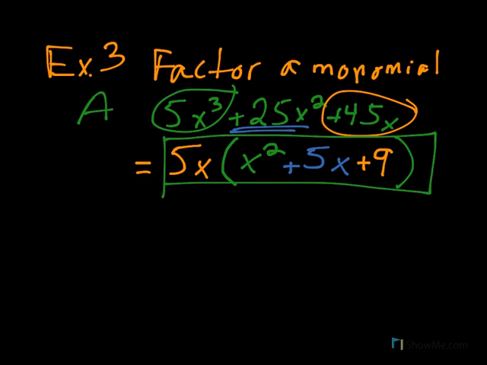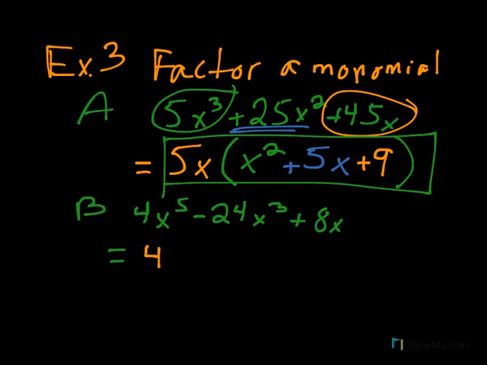Let's do part B. Remember, to factor a monomial, divide each term by the greatest common factor and subtract the exponents. That's all we're doing. So 4x to the 5th power minus 24x cubed plus 8x. This is the second time that we're going to do this. If you look at it, the smallest number is 4. So are 24 and 8 multiples of 4? Yes. So we could factor out a 4. Which one is the variable with the lowest exponent? It's x. So therefore, we could factor out 4x.